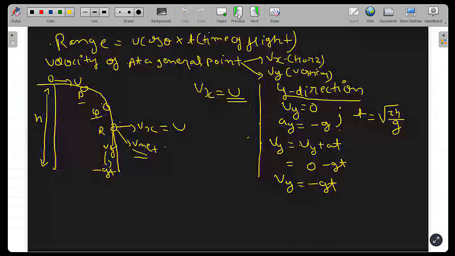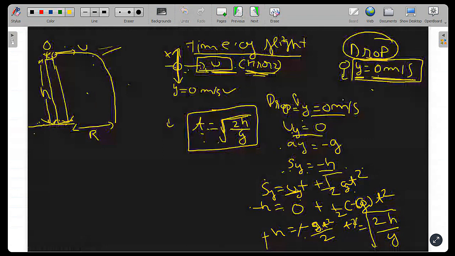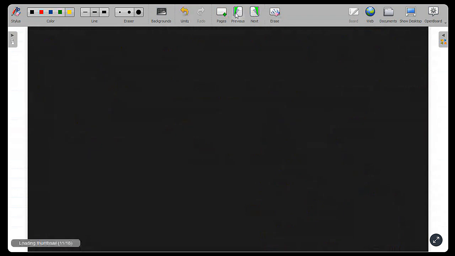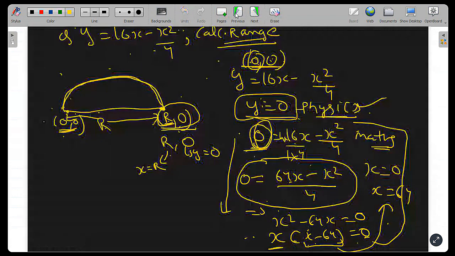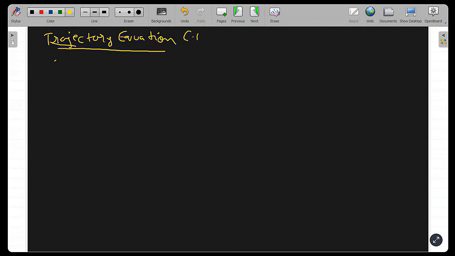ये इतना इम्पोर्टेंट है नहीं. इसको भी रेस कर देते हैं. ट्रैजेक्टरी इक्वेशन भी आपको करा देता हूँ. हाउ विल यू कैलकुलेट ट्रैजेक्टरी इक्वेशन? हॉरिजॉन्टल प्रोजेक्टाइल में ट्रैजेक्टरी इक्वेशन फॉर हॉरिजॉन्टल प्रोजेक्टाइल.